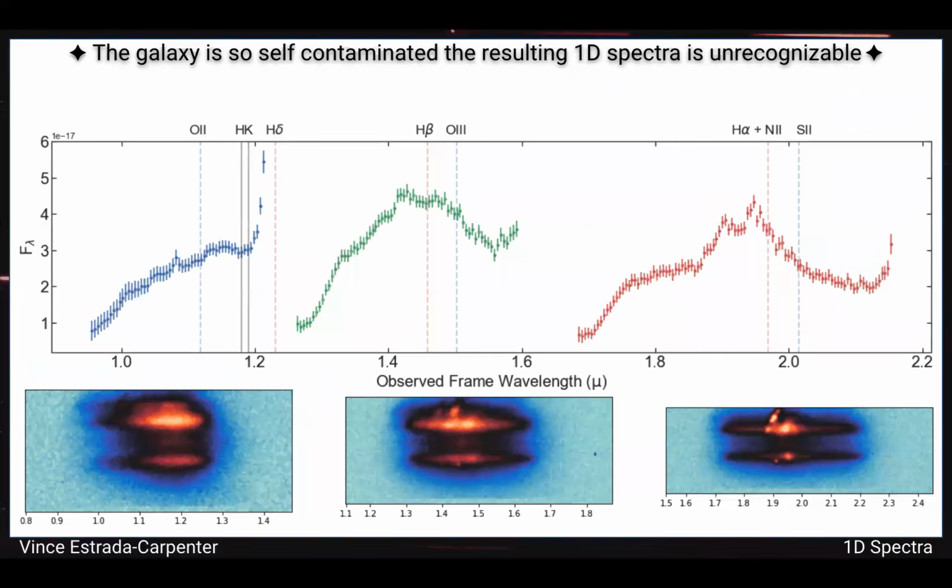Okay, but let's say you say, okay, I still want to do this in 1D. I don't want to do this in 2D. All right, well, here's what the 1D spectra for this galaxy would look like. If you're familiar with galaxy spectra in the optical range, you may be looking at this and saying, this makes no sense. And you're right.